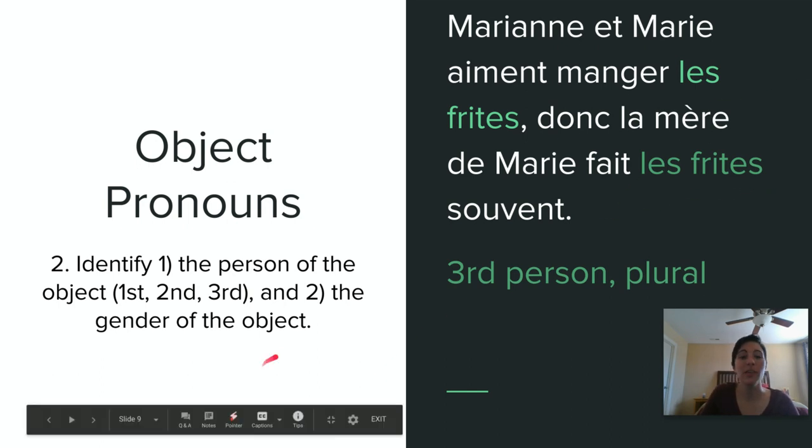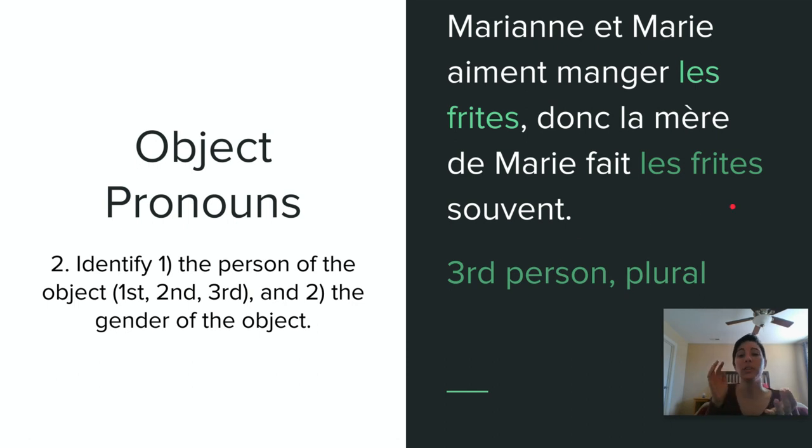Okay, and then we need to know the gender or the number. So the gender would be masculine or feminine, and the number would be singular or plural. When we have a plural object, you actually don't need to know the gender, which is kind of nice. So you can see that les frites is plural because we have a plural article and frite ends with an S.